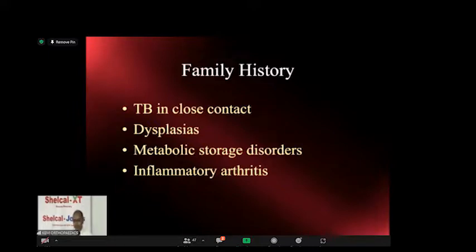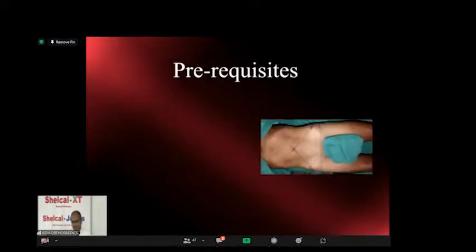Family history: tuberculosis, close contact with tuberculosis, dysplasias, metabolic storage disorders, and inflammatory arthritis. These are the conditions which may run in families. So you have to take the family history of these kinds of conditions when you take a hip case. Next, we come to the examination.